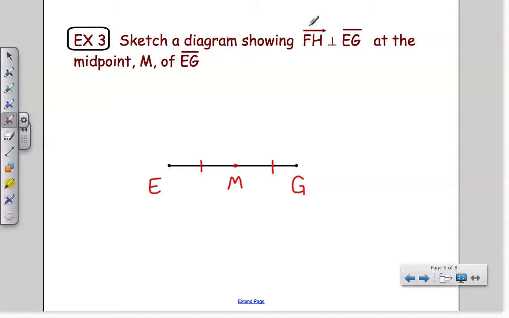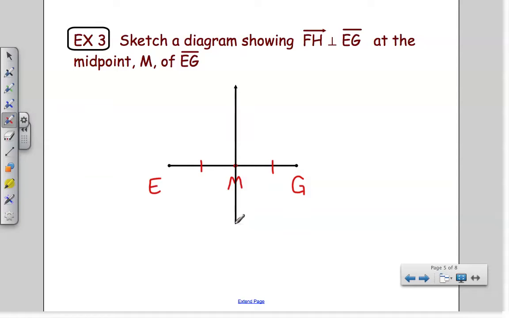Now remember how it was ray FH that had to be perpendicular to, or meeting at a right angle with, EG? And it said they were perpendicular at the midpoint. So I need to do a perpendicular ray FH. So I'll click on my ray and make sure that I am perpendicular at the midpoint M.